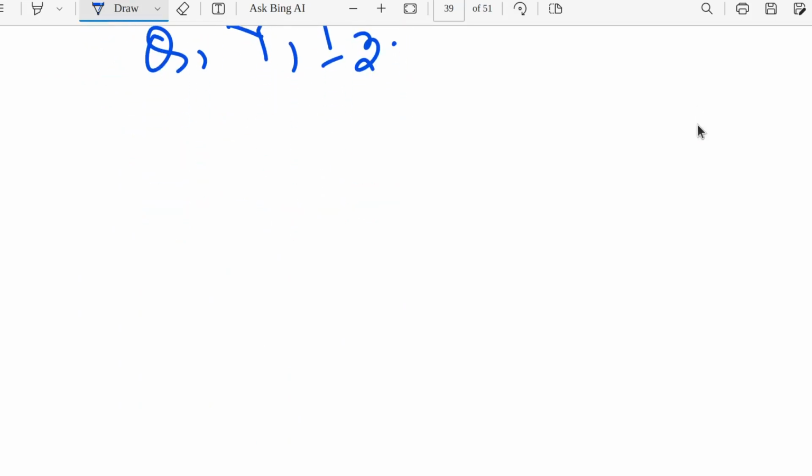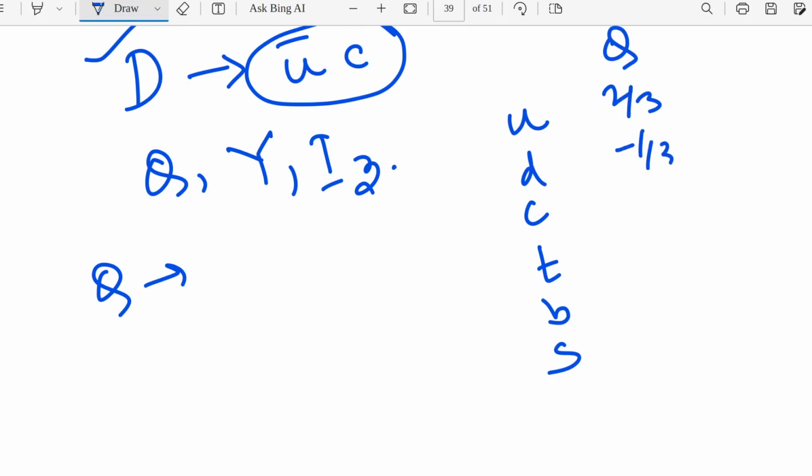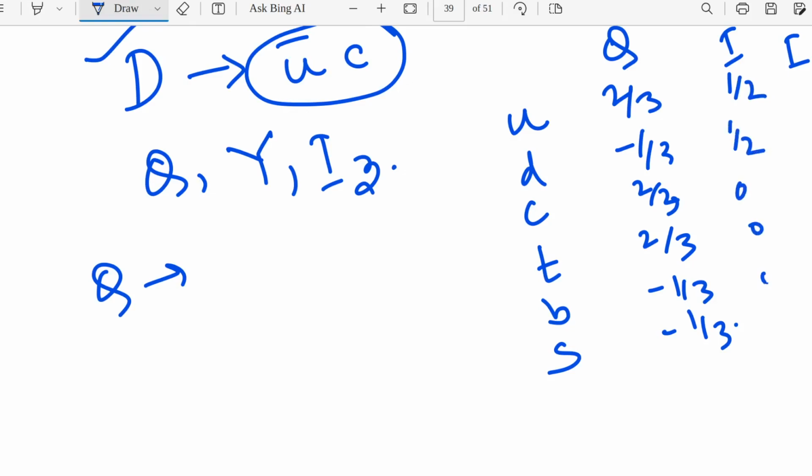Then how can I calculate these things? So the Q value first of all. You all know the Q value of all the quarks, right? U, D, C, T, B and S. So the Q values will be 2 by 3, minus 1 by 3, 2 by 3, 2 by 3, minus 1 by 3, minus 1 by 3. And what about I and I3? I will be half, half, 0, 0, 0, 0. I3 will be half, minus half, 0, 0, 0, 0.